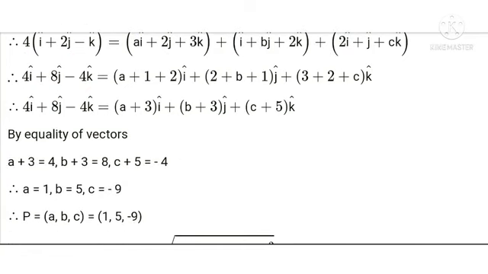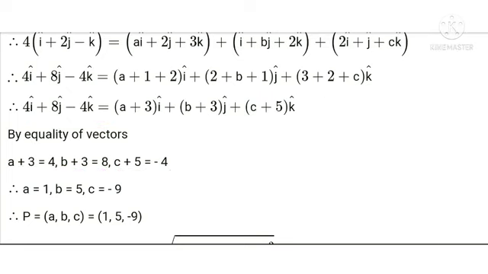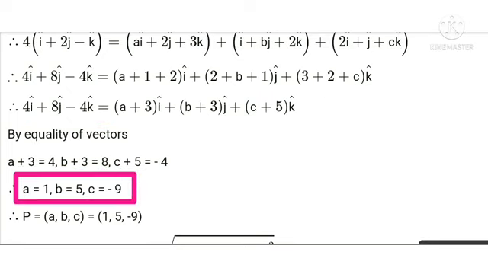So here you get this step. By equality of vectors, I cap is there. So you write A plus 3 is equal to 4, B plus 3 is equal to 8, and C plus 5 is equal to -4. From this, you calculate the values of A, B, C. That is, we get value of P, A, B, C as 1, 5 and -9.